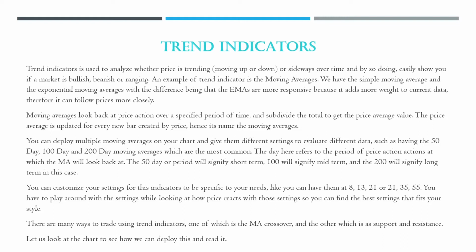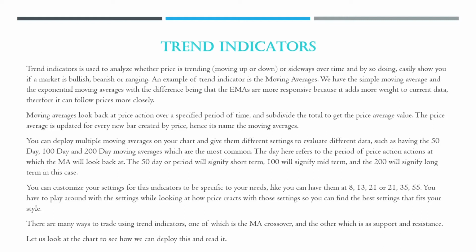We have the simple moving average and the exponential moving averages, with the difference being that the exponential moving averages are more responsive because they give more weight to current data. Therefore, they can follow prices more closely. That has to do with the way EMAs are calculated. They add more weight to recent data, as in current prices of the market. MAs combine a series of periods to calculate the average for that particular time. So EMAs add more weight to the recent ones than the past ones. I hope you understand what I'm trying to say.